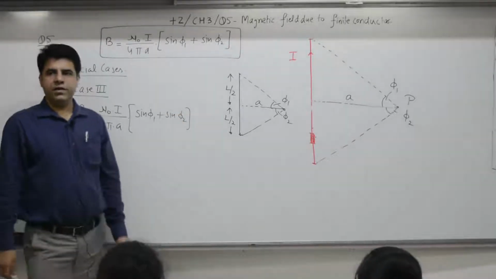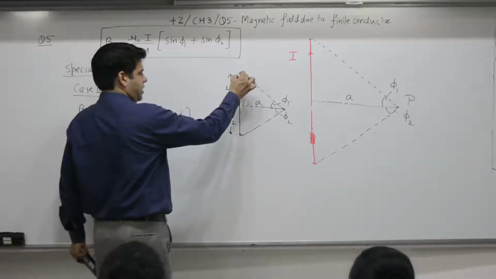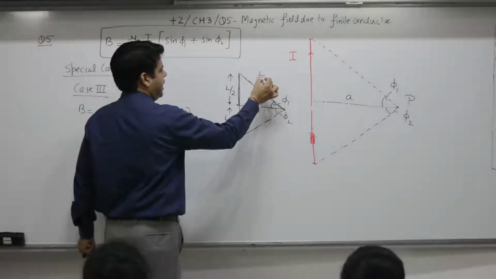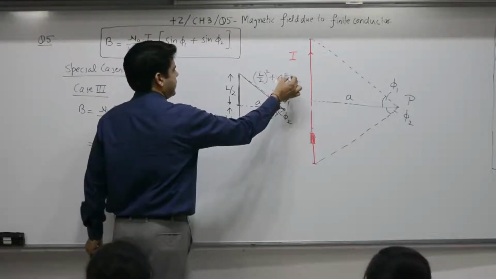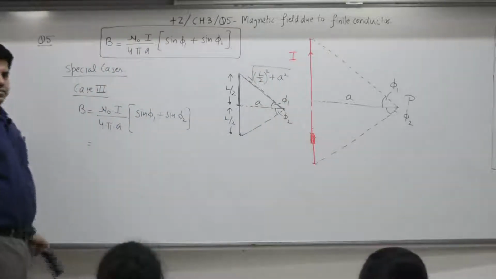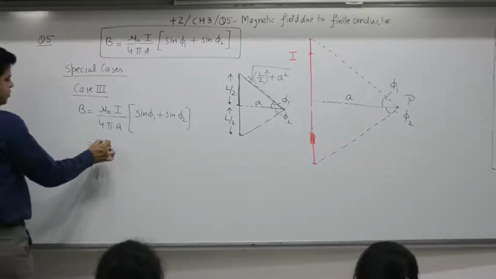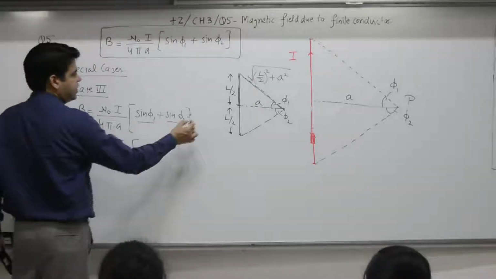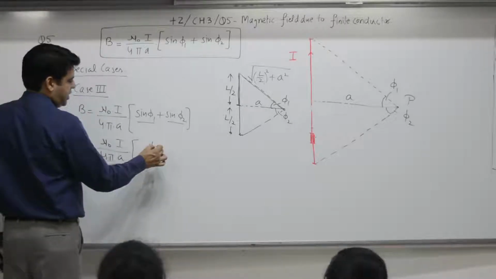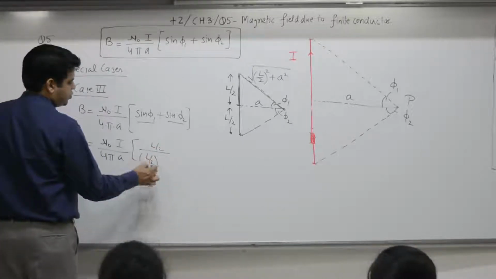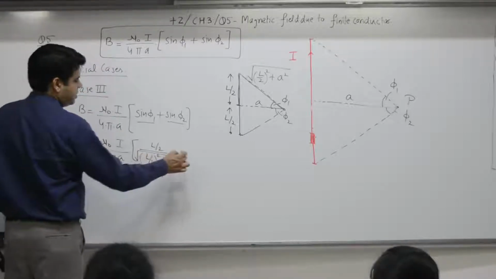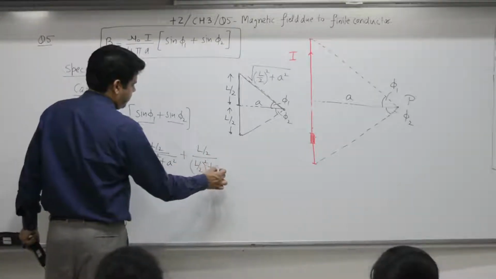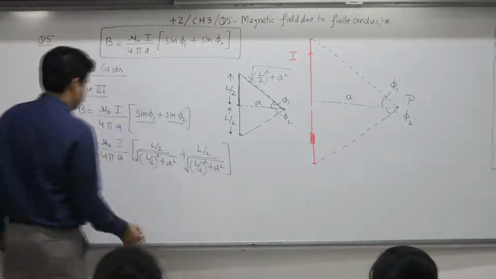Sin phi is equal to what? Anyone from the diagram? Perpendicular L by 2 divided by this distance. This distance is equal to what? L by 2 square plus A square, under root. So nu naught I by 4 pi A, sin phi 1 and sin phi 2 are the same, equal to L by 2 divided by L by 2 square plus A square under root. Second is also the same.